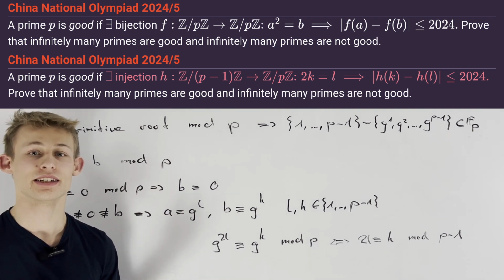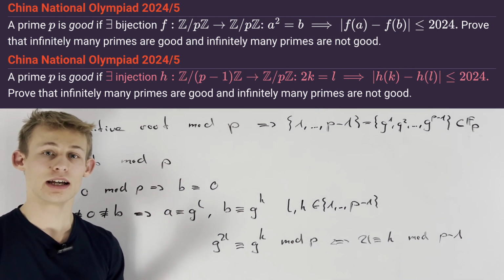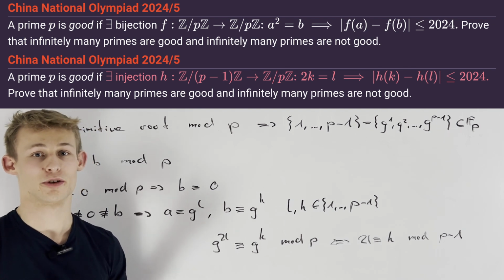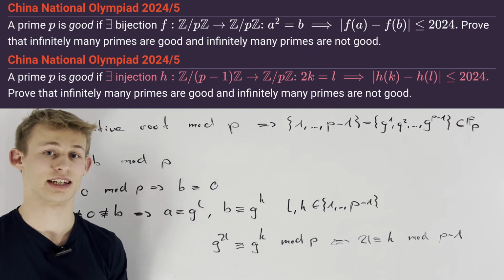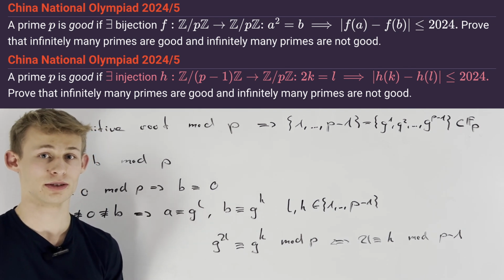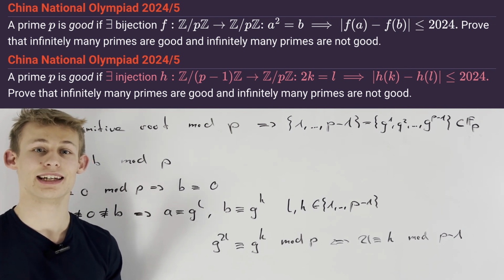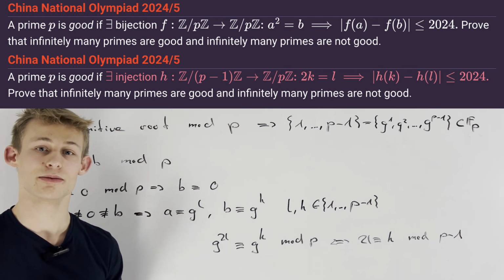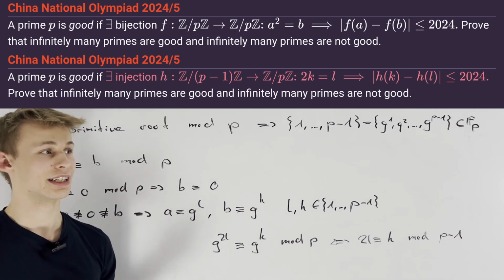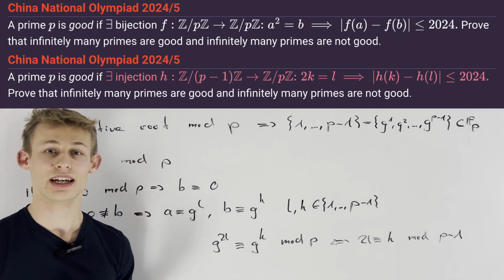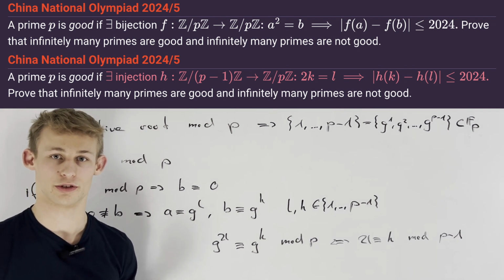Namely, we want to say that a prime p is good if we can find an injection h from the set {1, ..., p-1} to the set {0, ..., p-1} in such a way that for residue classes k and l modulo p-1 with 2l ≡ k modulo p-1, we have that the absolute value of h(l) - h(k) is at most 2024.